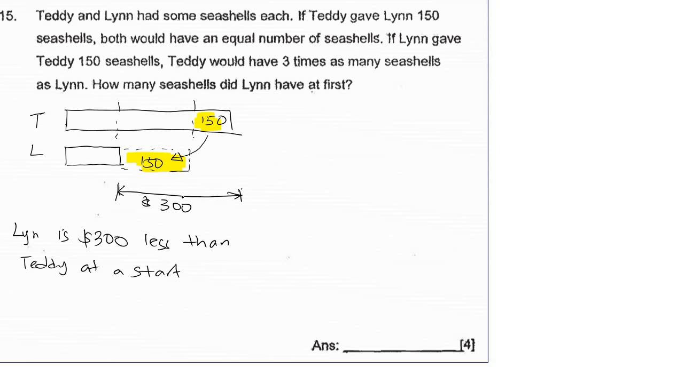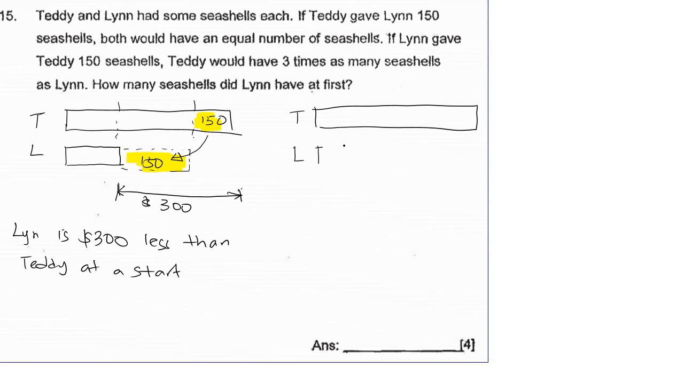Then it says that if Lynn gave 150 seashells to Teddy, it will have the ratio. It will become Teddy will have 3 times as many seashells as Lynn. Okay. For here we draw, because this is the second scenario. So Teddy, you know that here is same as Teddy. This is Teddy, and here is Lynn.